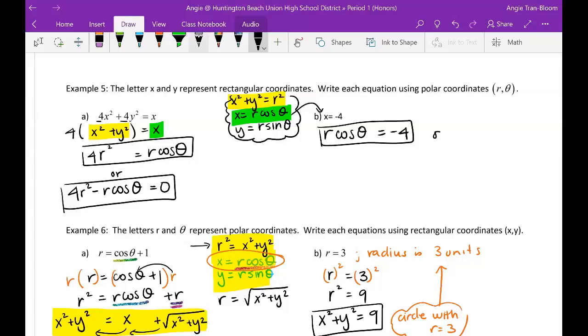I'm done. Now your book likes to sometimes write it in terms of r. What does that mean? That means I'm dividing both sides by cosine. The reason they do that is because you can plug it in your calculator and easily check your answer, which is fine. You can have either one. I would take r cosine of theta equals -4, or r equals -4 divided by cosine of theta. Either one, when you graph it out, you're still going to get a vertical line. And yes, you will eventually learn how to graph these.